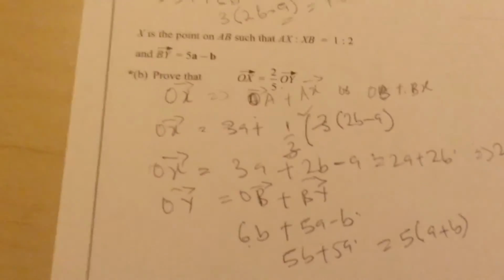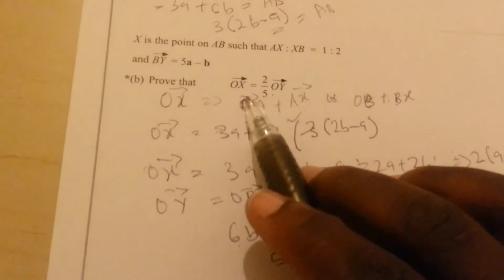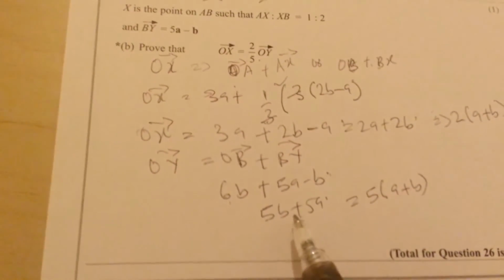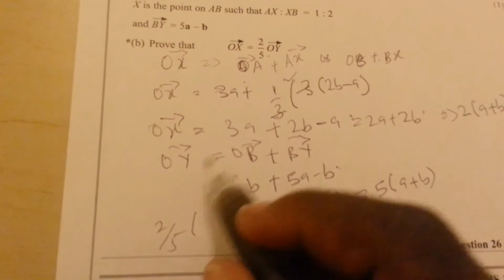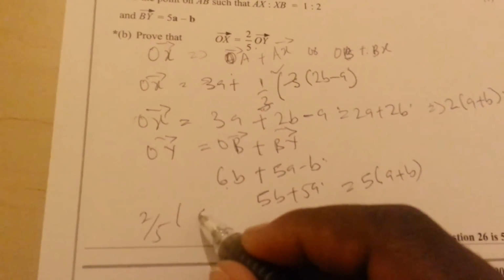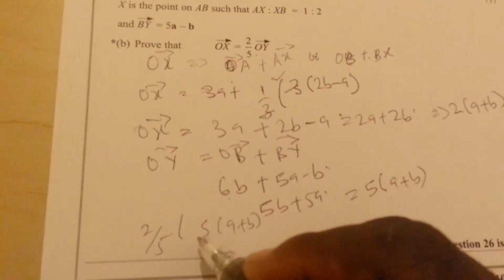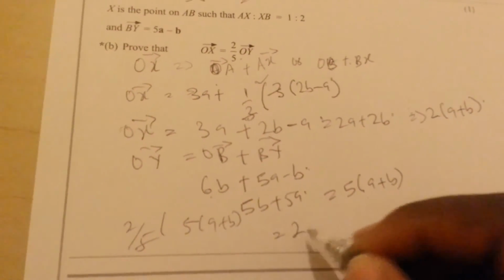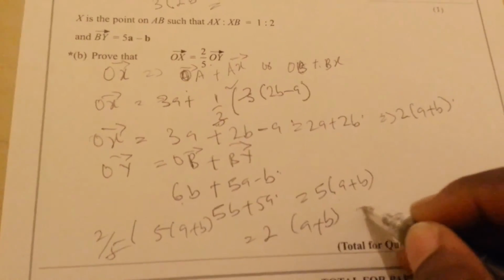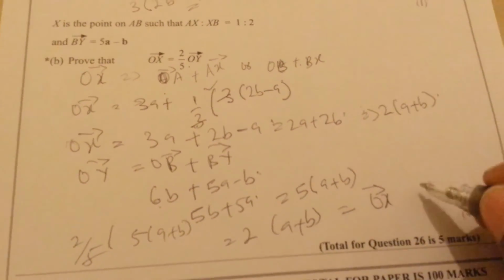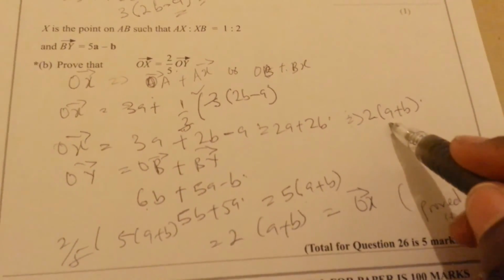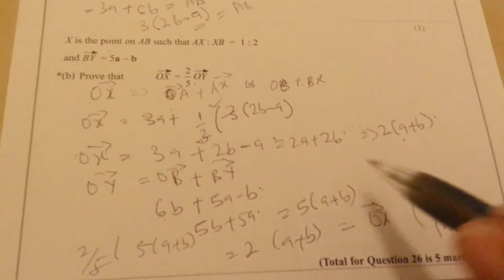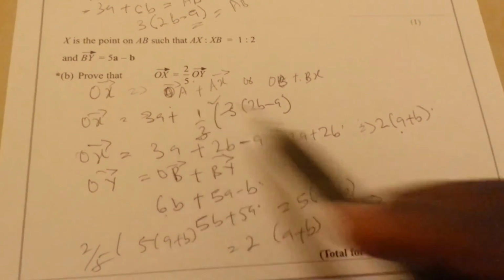Okay, now remember we're asked to prove that OX is 2/5 of OY. So let's find 2/5 of OY and see what is going to give us. 2/5 of OY is 2/5 of 5 into A plus B. So it's going to give us 2 into A plus B. And that is our OX. So it's proved. Okay? Now OX is 2 into A plus B. So we've proved that our OX is 2/5 of OY.